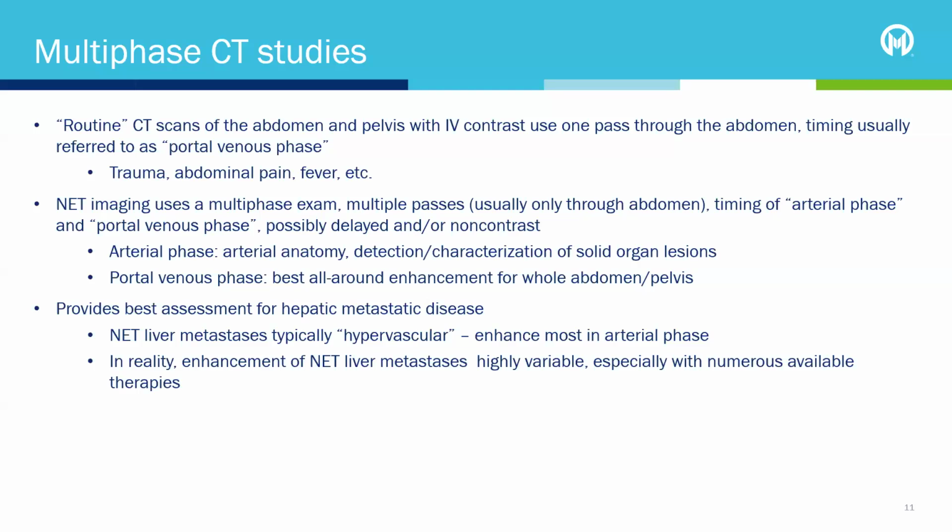So the arterial phase, and these are variable, could be maybe 20 to 30 seconds approximately. Portal venous phase is more 60 to 90 seconds approximately. The arterial phase shows the arteries very well, so that would be important if you're planning surgery or doing some kind of workup for peripheral vascular disease or something. And it allows you to detect and characterize lesions in solid organs.